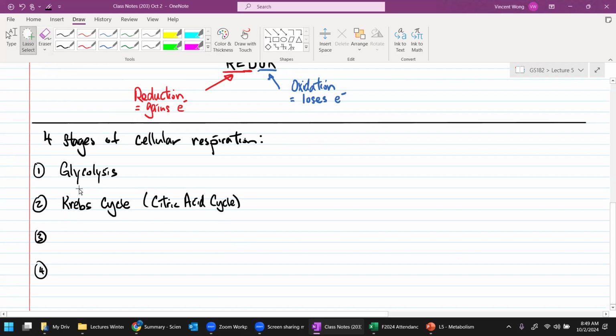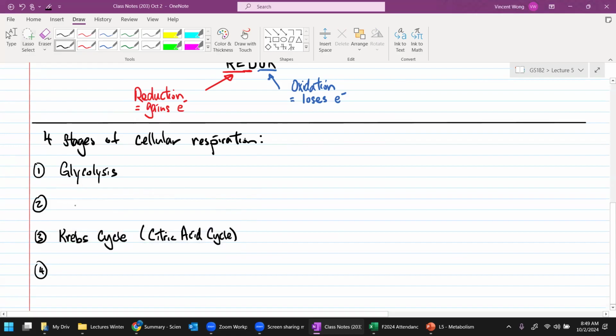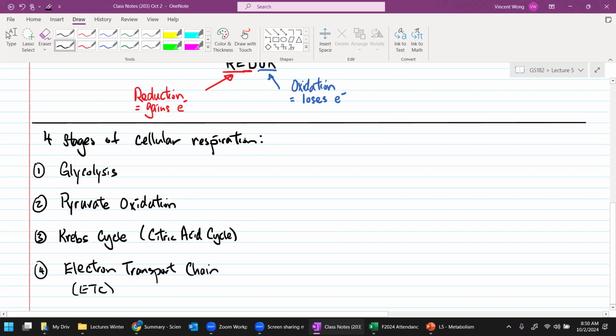Oh, sorry, I lied. I'm not fully awake yet. I'm still recovering from the weekend. Number 2 is pyruvate. Sorry, you hear all the frustrating erasing. Pyruvate oxidation. Then we have the Krebs cycle. And finally, we have the electron transport chain, which is ETC. Okay.